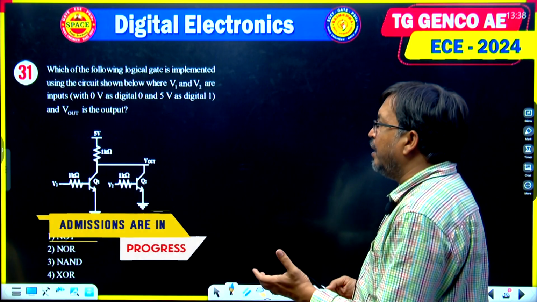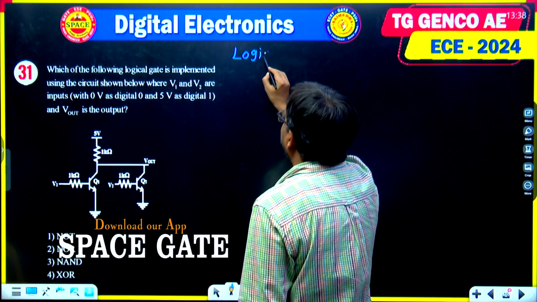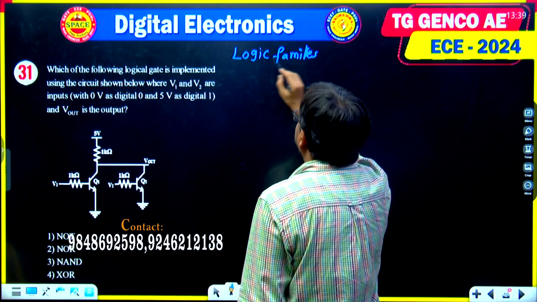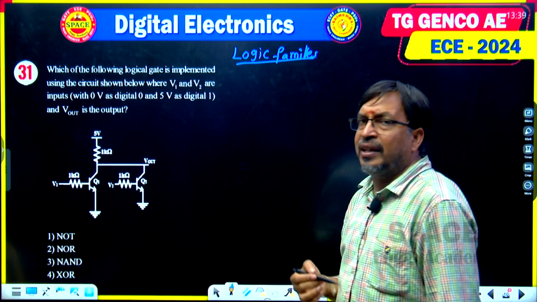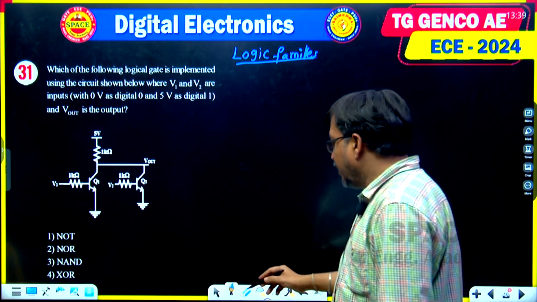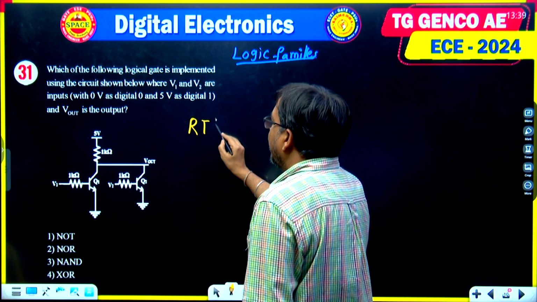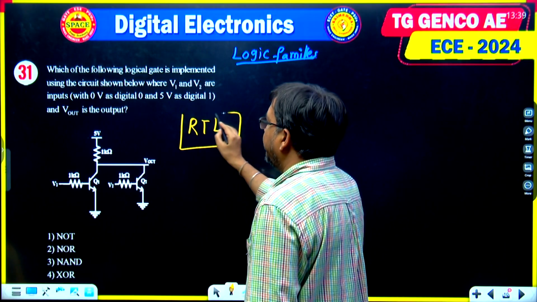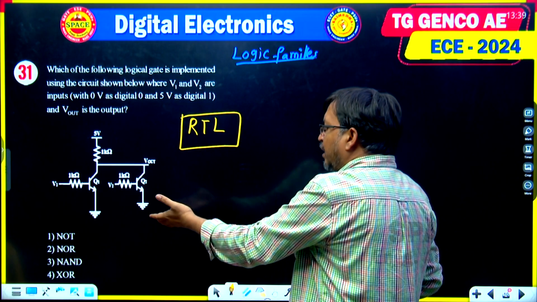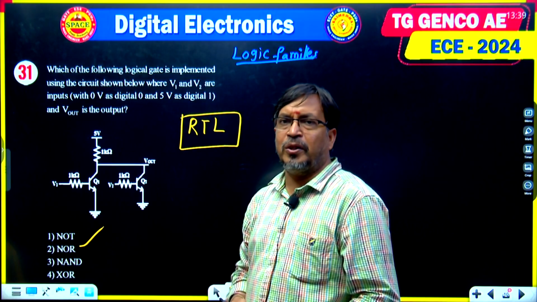Here he asked a logic family question. This question is related to logic families, and in logic families we discussed DTL, RTL, TTL, and many other logic families. This question is related to RTL. RTL means resistor-transistor logic family. So if you see the NAND gate, NOR gate in RTL, this is a standard circuit, and it is equivalent to a NOR gate.